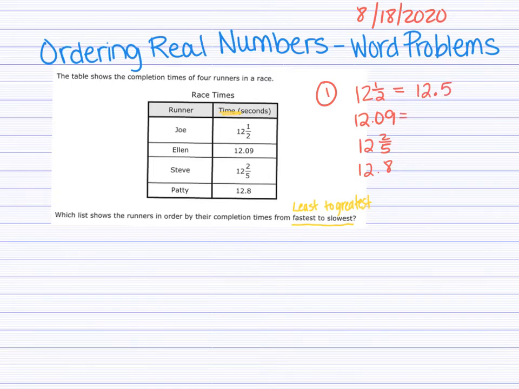So 12.5 is 12.5. I'm going to add in an extra 0 so that all of my numbers have 2 decimal places. The next thing I'm going to do is divide 2 fifths in the calculator, and I'm going to write my 12, and when I do 2 fifths it gives me a 0.4. I'm going to add in an extra 0 just so they all have the same number of decimal places. And my 12.8, the only change I'm going to make is adding in the 0 again so they have the same number of decimal places.